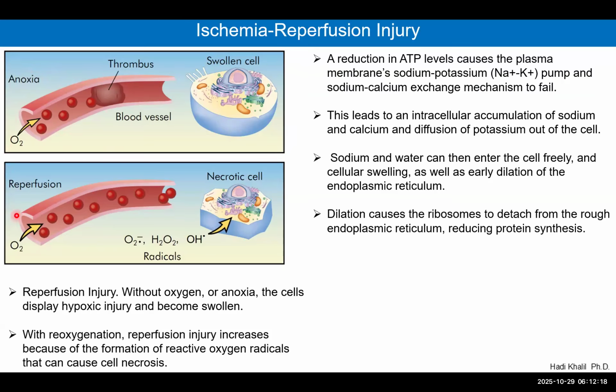Now, after intervention, the thrombus is removed. So the oxygen-containing red blood cells will now rush into that area that was deprived of oxygen. But the problem is, once we push that oxygen into the area, it will start generating a lot of radicals, like superoxide, peroxide, and hydroxyl groups, which now can cause the cell to die by necrotic cell death.